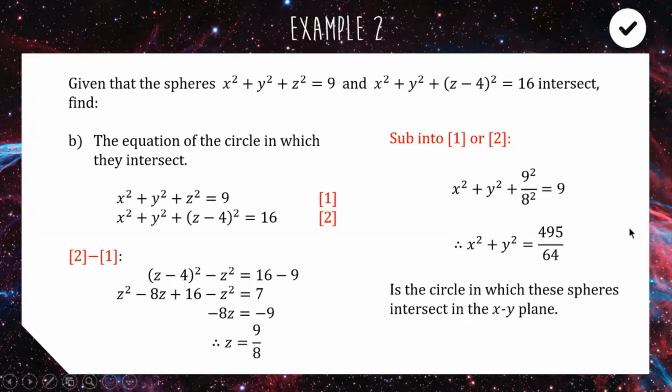Try and picture it in your head. You've got two spheres that are overlapping, and you're trying to find the circle that spans the area that they overlap. Okay, yeah, it's a bit of a brain buster, but there is our solution. That is the equation of the circle.